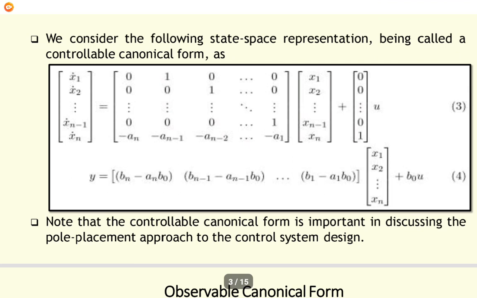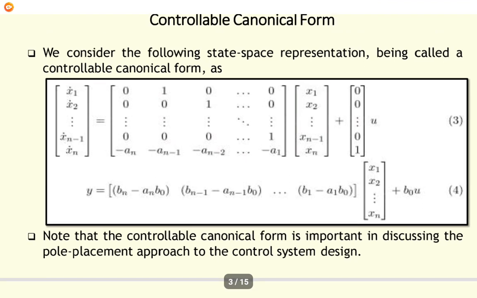This is the main formula. With the help of this C matrix, we can generate the transfer function of a state model. We will see that in a subsequent example. Note that the controllable canonical form is important in discussing the pole placement approach to control system design. So where pole placement is needed, we can apply the controllable canonical form.